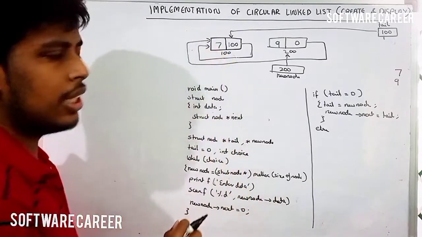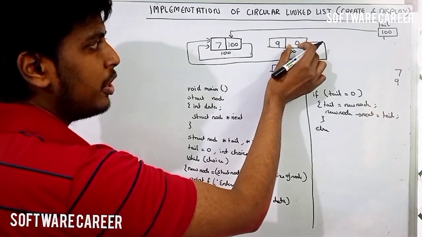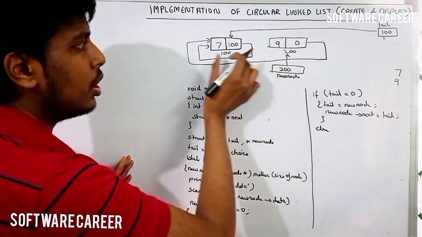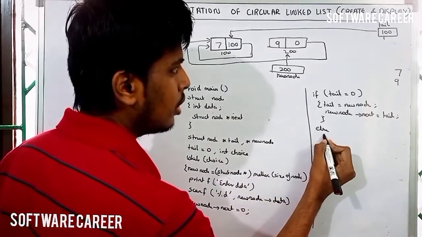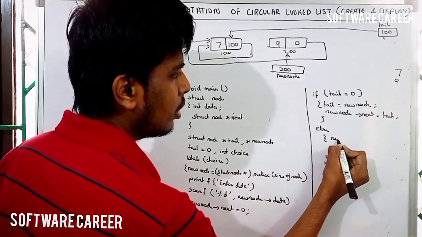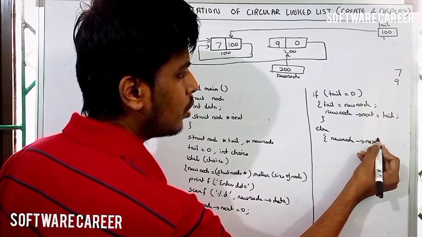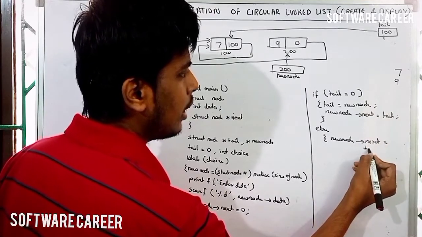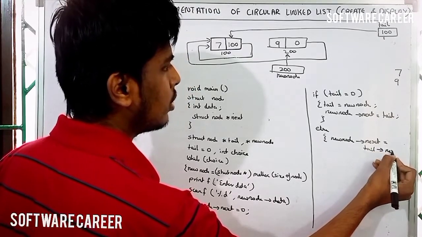You should create a link like this. How to create? You should store, in the pointer part of this node, the address of the first node. How to store? See here, I am writing new node next equals to tail next.